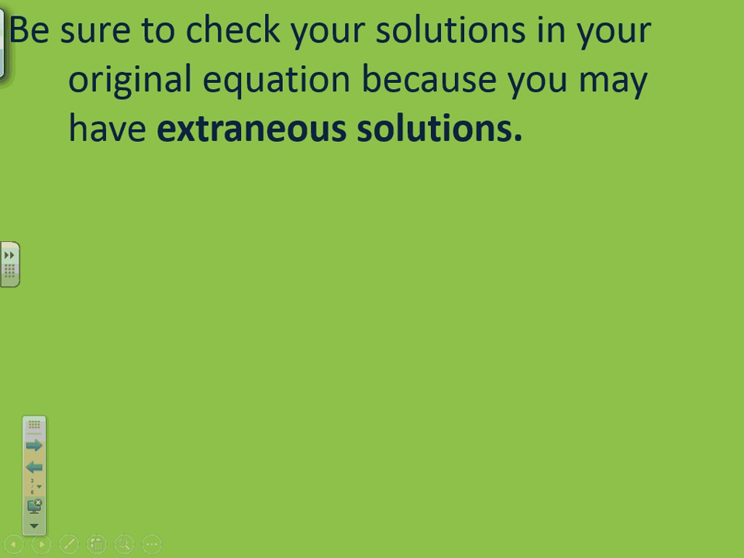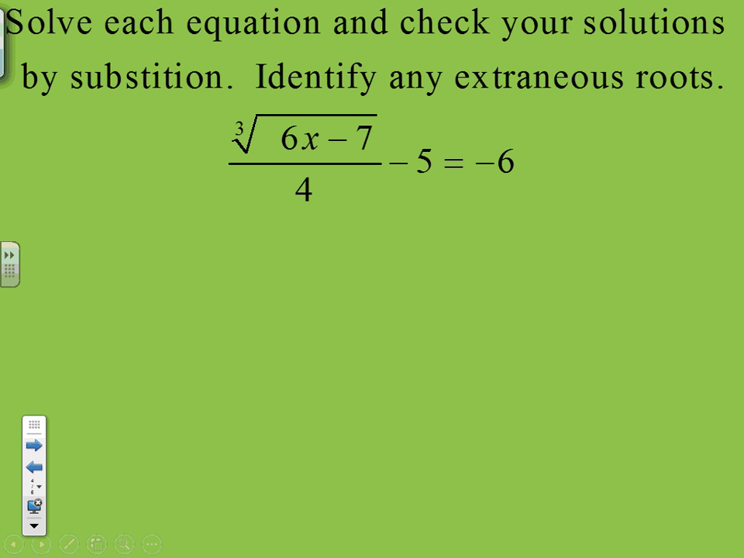Now, just like with rational equations, occasionally the math is going to work out where it gives us something that, according to the math, looks like it should be a solution, but if we substitute that number back into the problem, unfortunately it doesn't work out. Okay? So we do need to check for any extraneous solutions. So here's our first example.